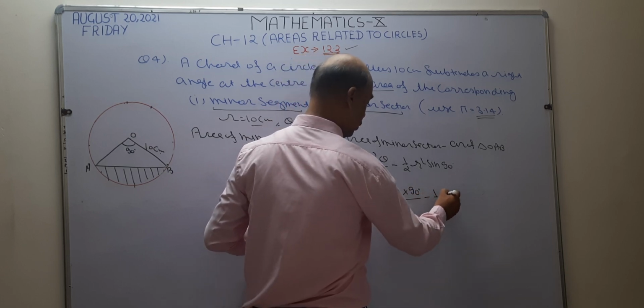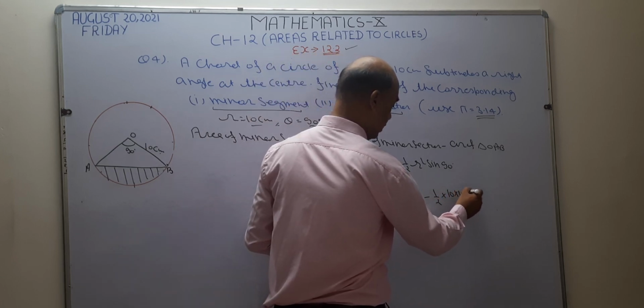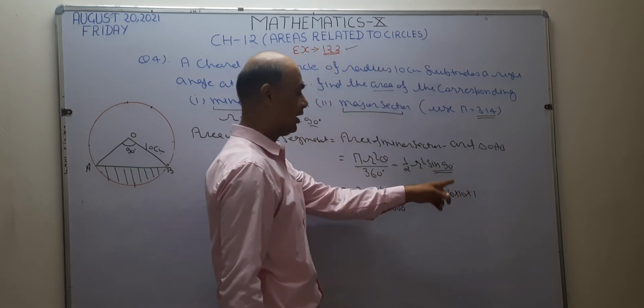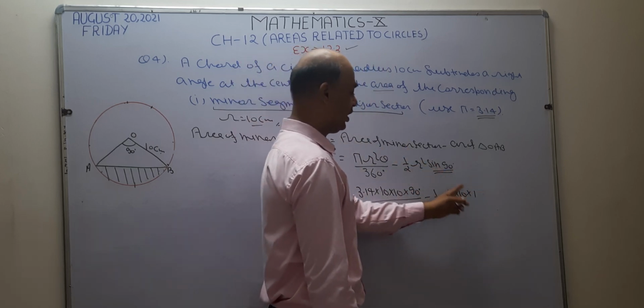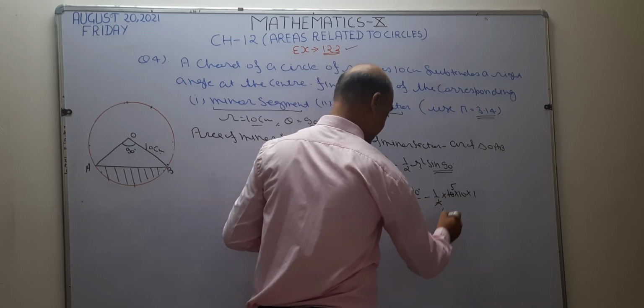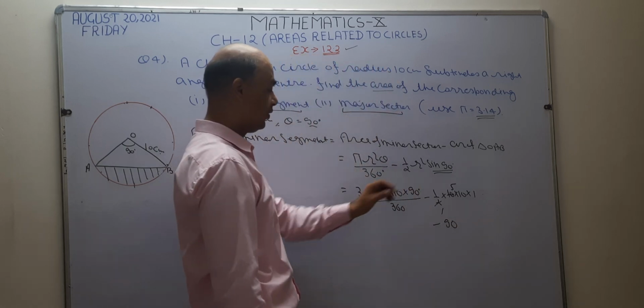Minus 1 by 2 r square, and r square means 10 into 10. And you know, the value of sin 90 is 1. So instead of sin 90, I will write 1. Now 2 1s are 2, 2 5s are 10. So this becomes minus 50. Okay, 10 5s are 50.